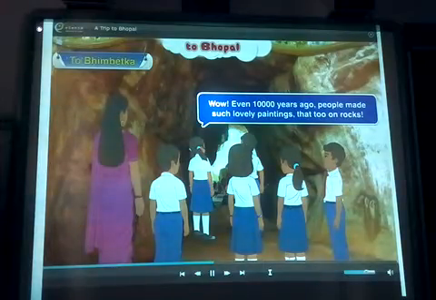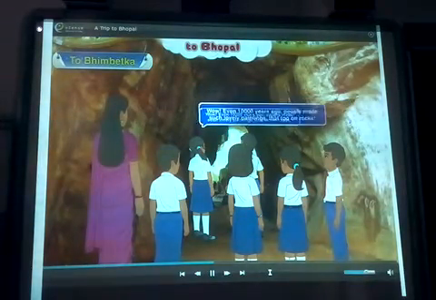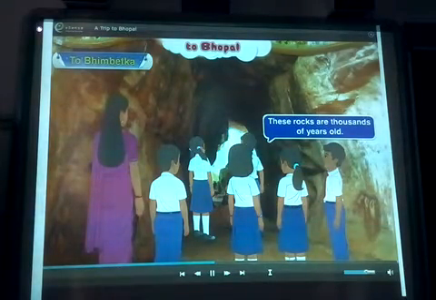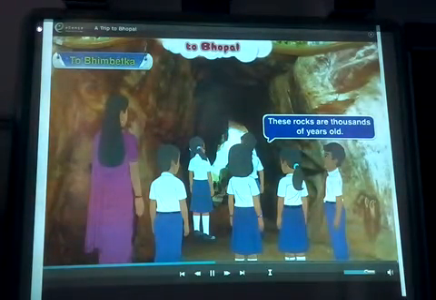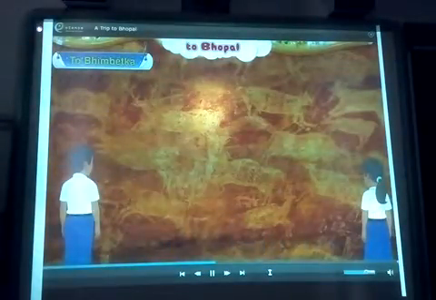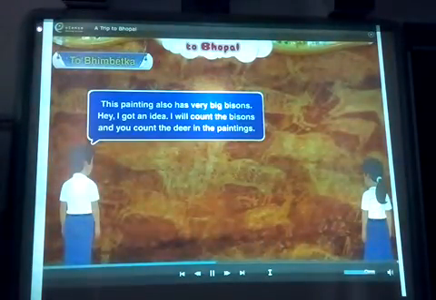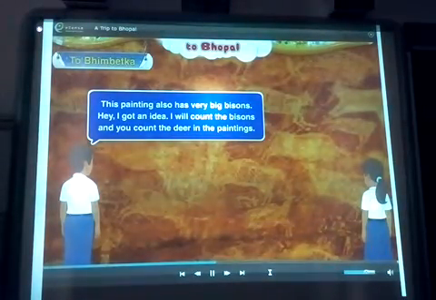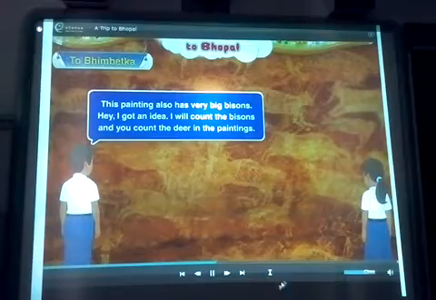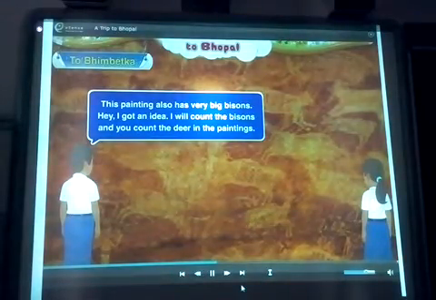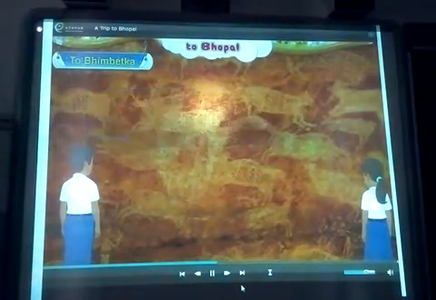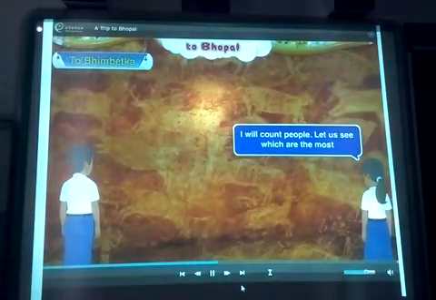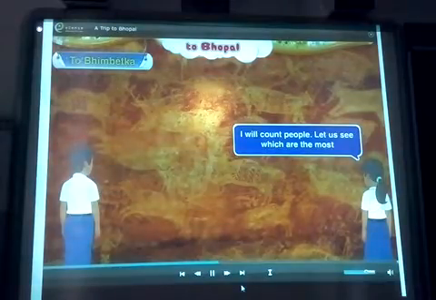Such lovely paintings, that too on rocks. Oh, these rocks are thousands of years old. Shankar, this painting also has very big bisons. Hey, I got an idea. I will count the bisons and you count the deer in the paintings. Beena, I will count people. Let us see which are the most.